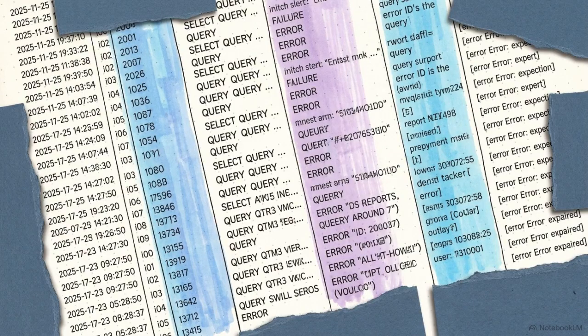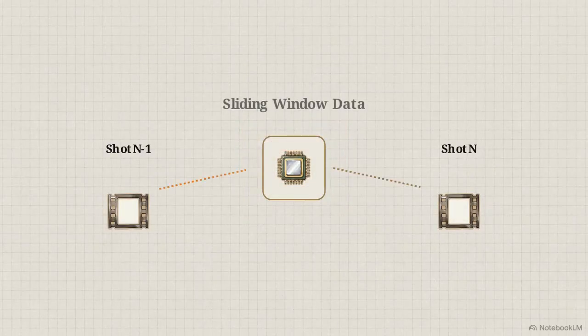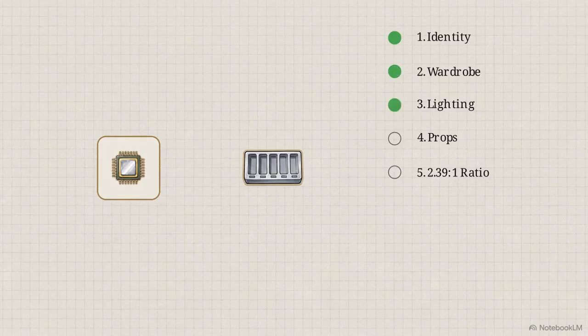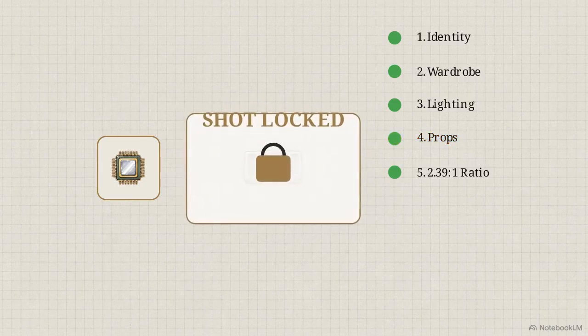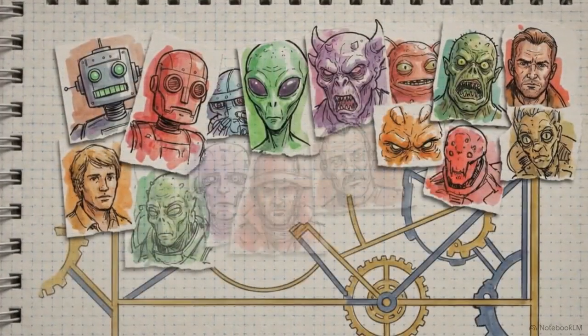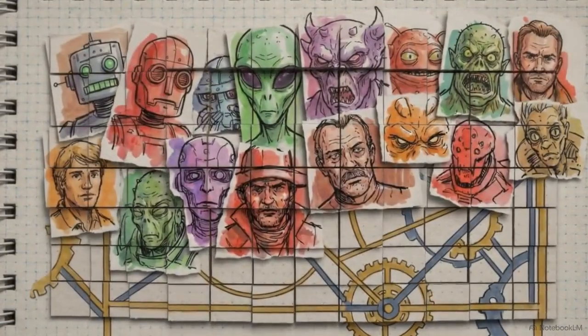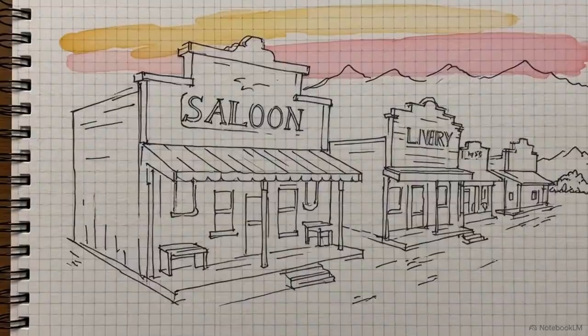To combat visual drift, every shot goes through a 5-point truth table evaluator. A sliding window passes exact descriptors from the previous shot into the next. It checks for matching identity, wardrobe, lighting, props, and a strict 2.39:1 aspect ratio, auto-correcting hallucinations up to 3 times before locking the frame. Raw AI generation is erratic, but strictly enforcing mathematical backtiming and rigid visual truth tables corrals that chaos into a highly controlled, consistent directorial process.